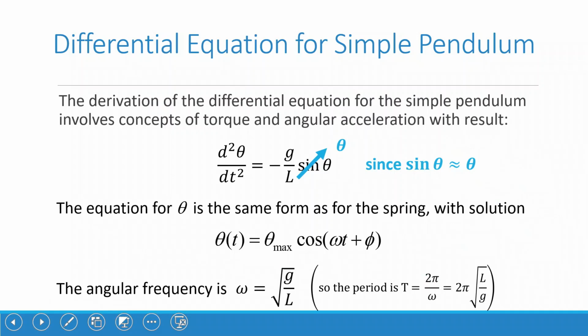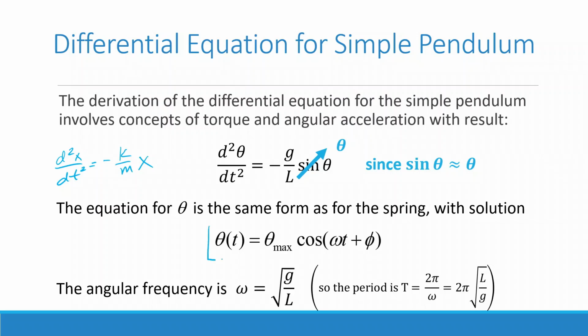So when we do that Taylor expansion, and we assume that sine theta is approximately equal to theta, we get d squared theta over dt squared is equal to negative g over L times just theta. And this looks very similar to our previous equation, because we had d squared x over dt squared is equal to negative k over m times x. So same kind of idea, which means we can use a similar format of our function.